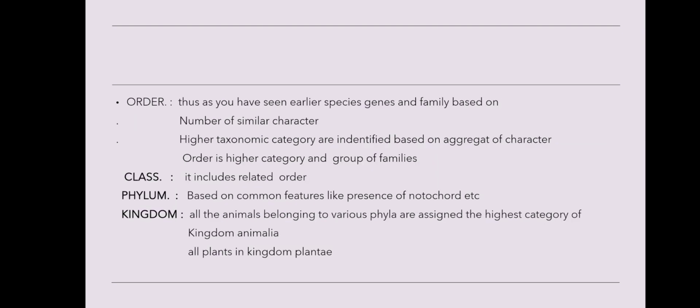Thus, as you have seen, species, genus, and family are based on the number of similar characters. Higher taxonomic categories are identified based on an aggregate of characters. Order is a higher category and a group of families, whereas class includes related orders. Phylum is based on common features like the presence of a notochord, etc. And kingdom: all the animals belonging to various phyla are assigned to the highest category, the kingdom Animalia, whereas plants belong to the kingdom Plantae.